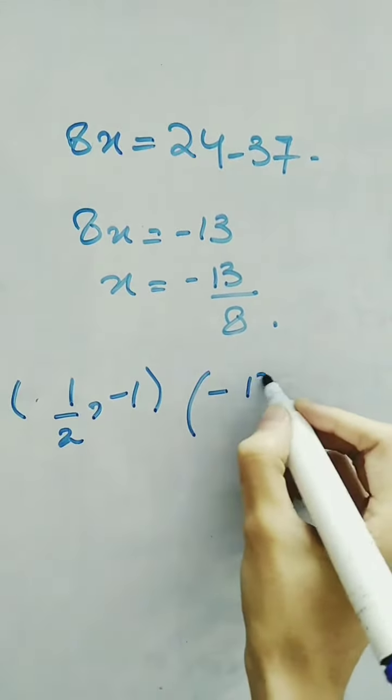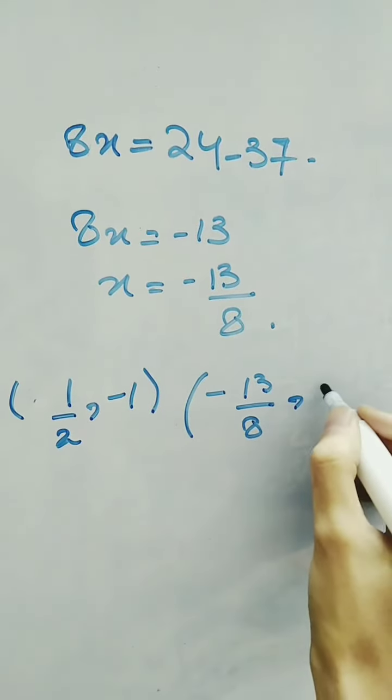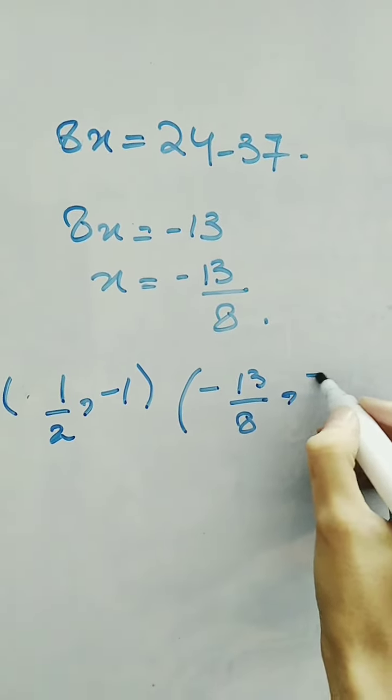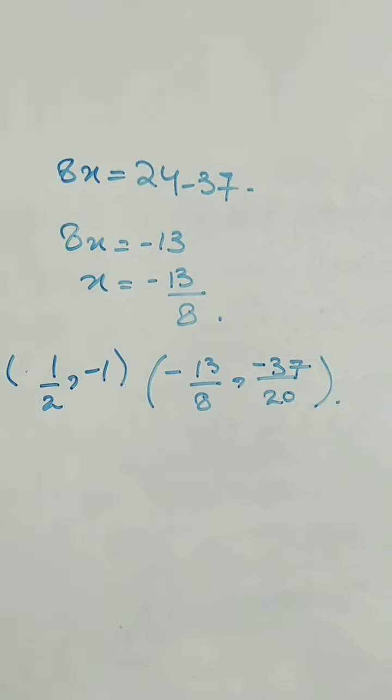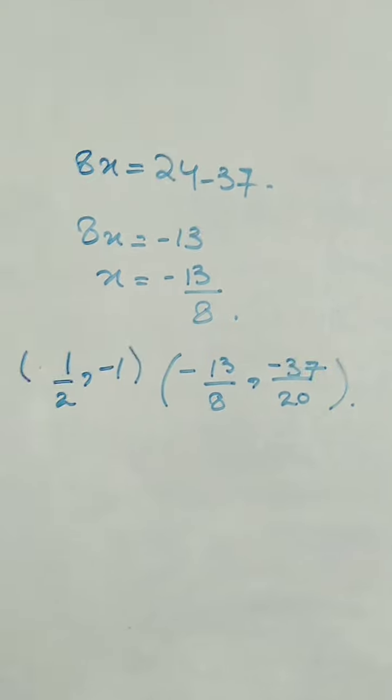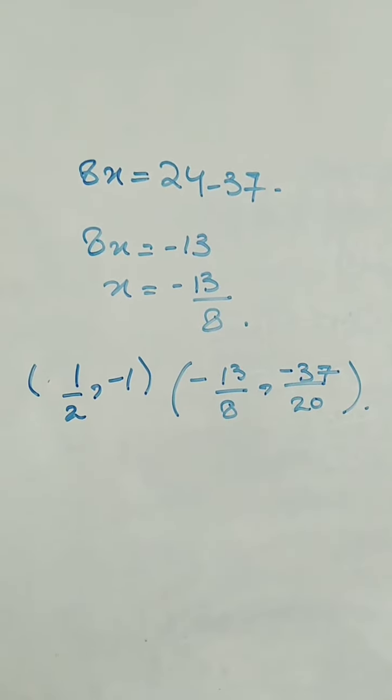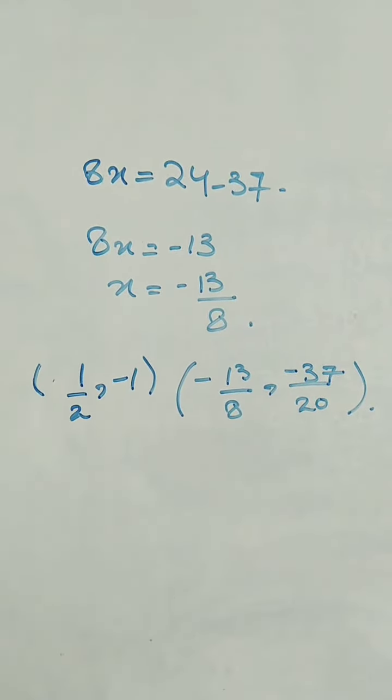We will have 8x equals 24 minus 37. So we have the first pair, minus 1 over 2 and minus 1, and the second pair, minus 13 over 8 and minus 37 over 20.